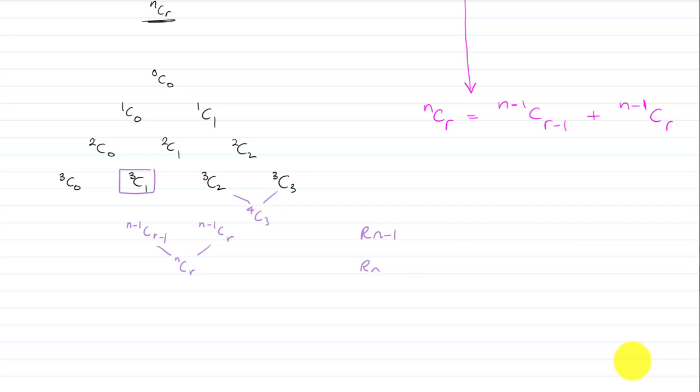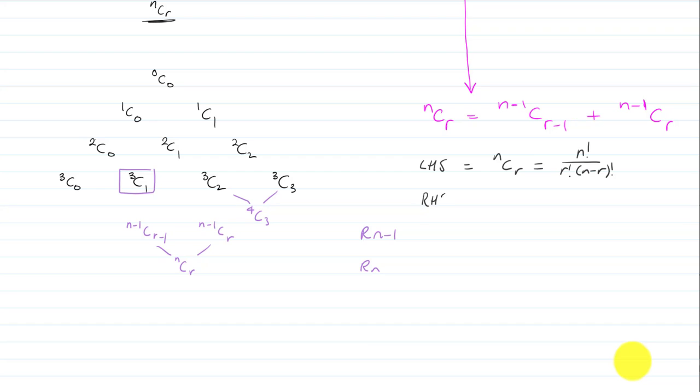Now, you may want to skip this part. We're going to go through and do a proof now of the concept we've just been talking about, nCr equals n minus 1 C r minus 1 plus n minus 1 C r. So we're going to start with our left-hand side. Left-hand side is equal to nCr, which is equal to n factorial over r factorial times n minus r factorial.